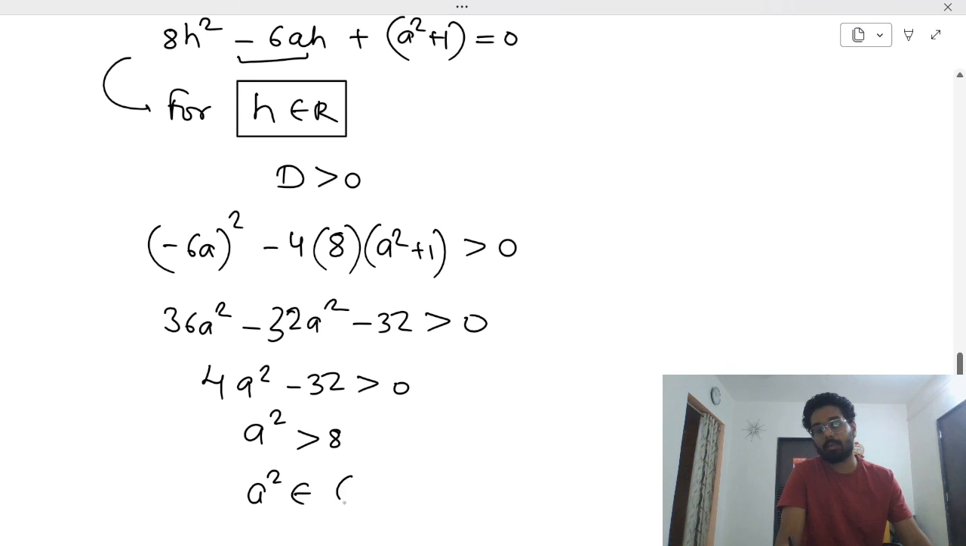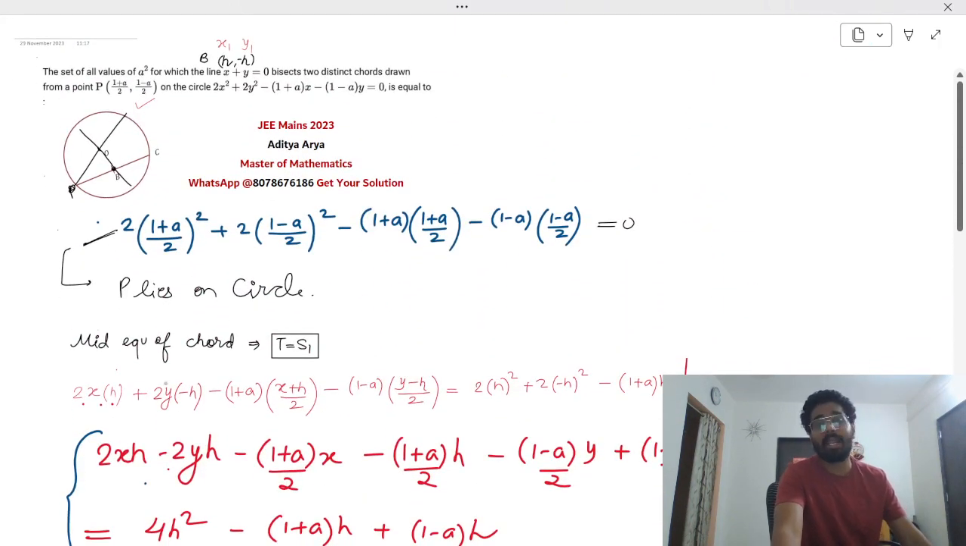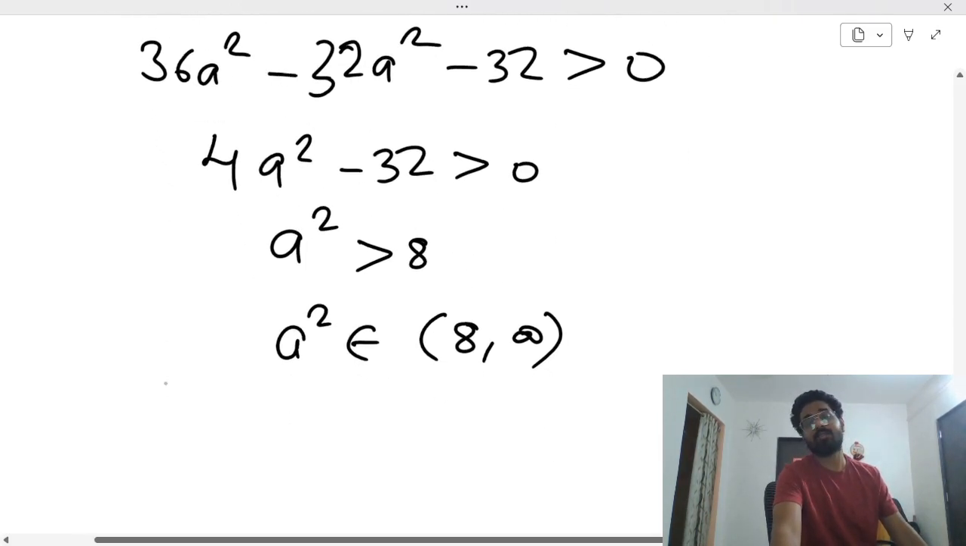Which means a square belongs to 8 to infinity, and they are not asking in the problem what is the range of set of values of a. They're asking the set of values of a square, and you are having one of the options, I guess option number D was 8 to infinity. I hope guys this is very clear to you.